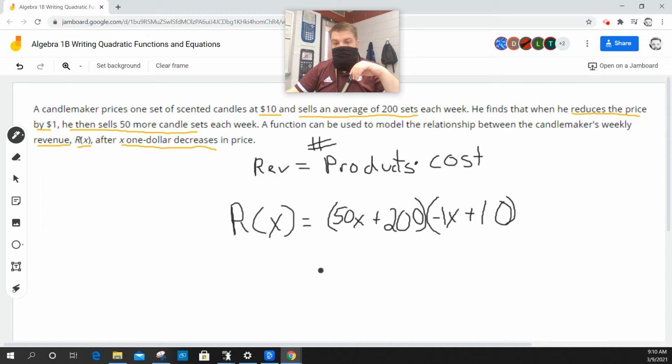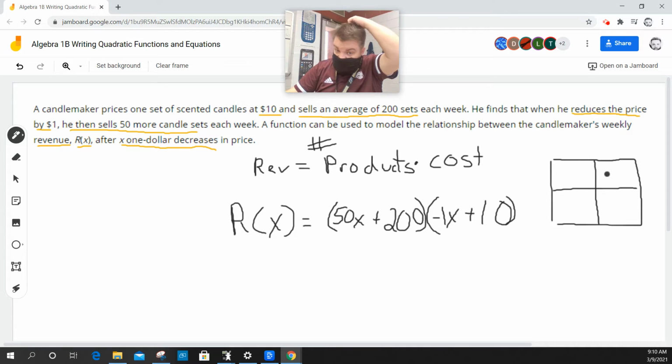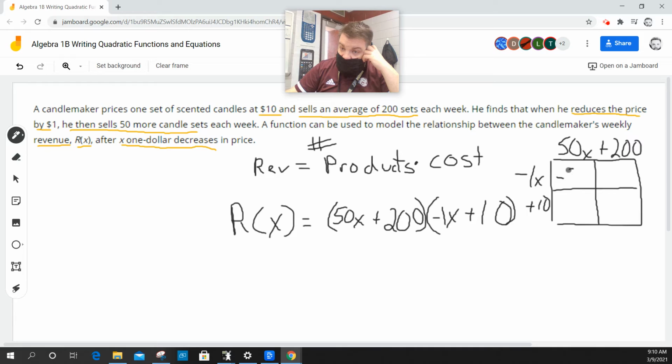What's the relationship? Well, we're going to graph it. But first I have to figure out what the equation is. So I'm going to say 50x plus 200 times negative 1x plus 10. So I get minus 50x, minus 200x, plus 500x, plus 2,000.